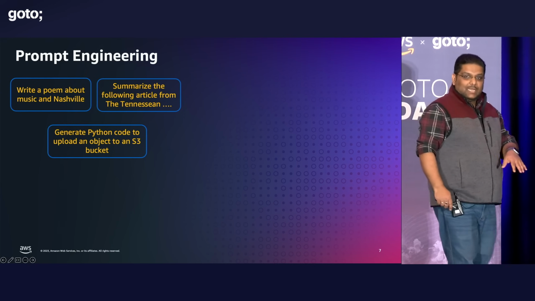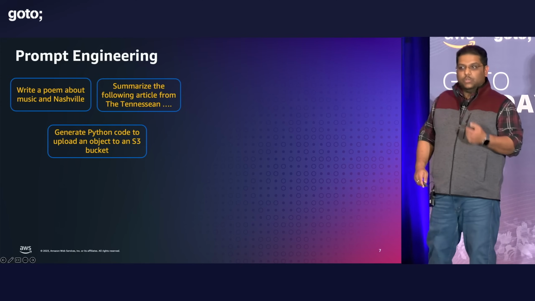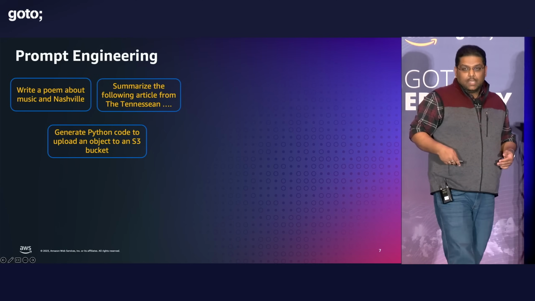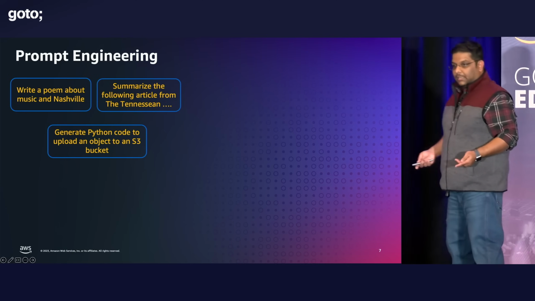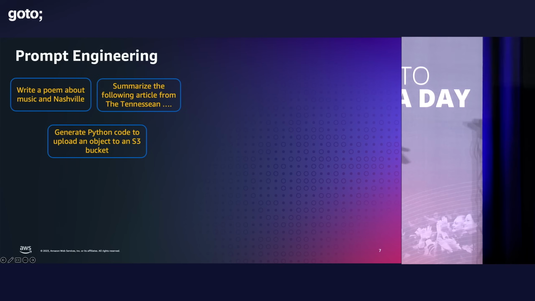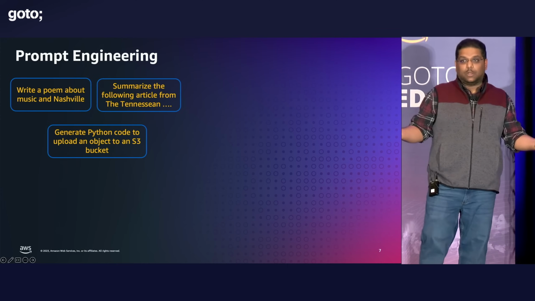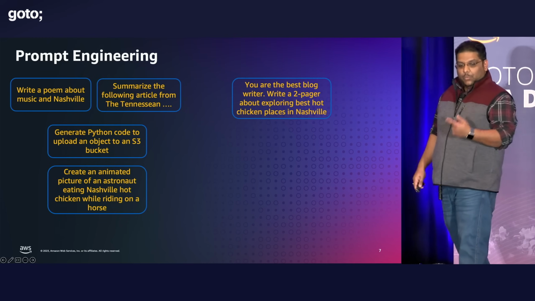Some examples: write a poem on music and Nashville. You can get a good poem out of your LLMs or any text-based models. You can even ask LLMs to create code for you. Like, give me Python code using the Boto3 client, or just give me Python code which uploads objects to S3. Those things are possible. Now there are other ways as well.